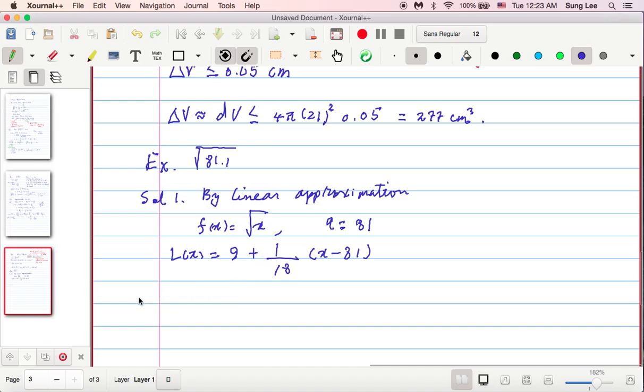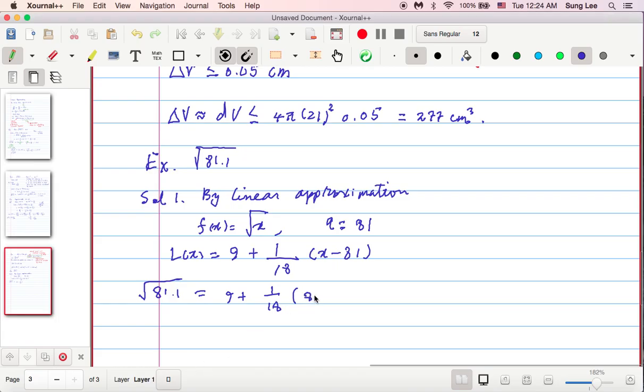So here, the square root of 81.1, what is that? That's f of x, right? So that's going to be 9 plus 1 over 18 times x. In this case, because we are using the function square root of x, by comparing, obviously, x is simply 81.1.